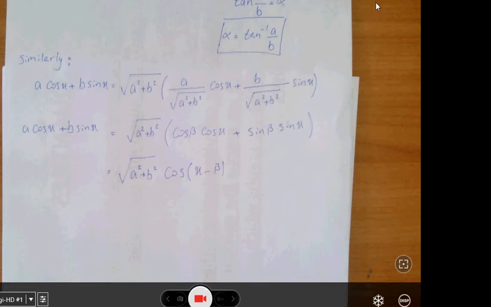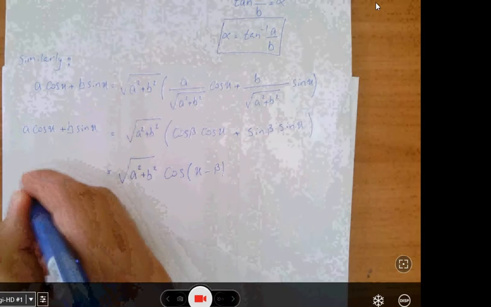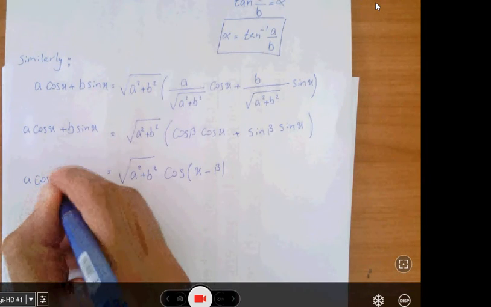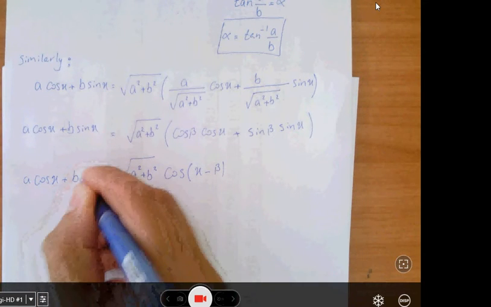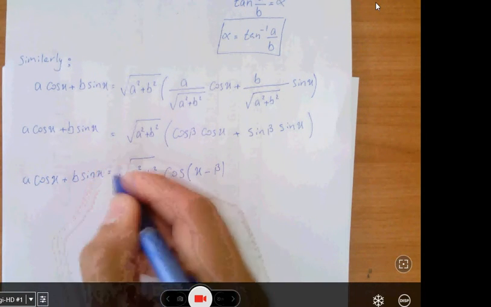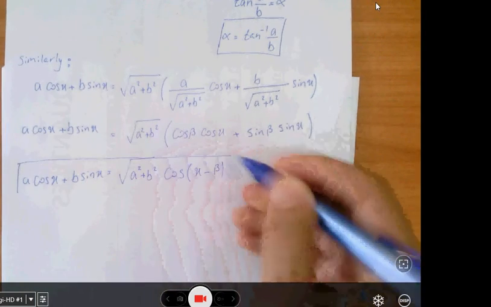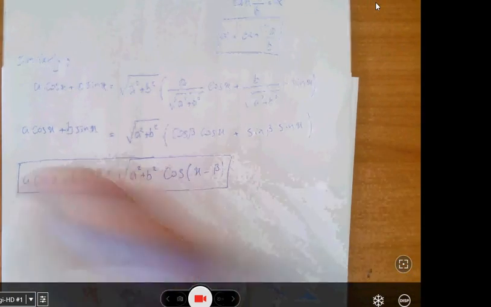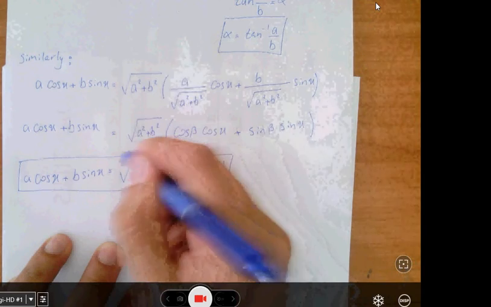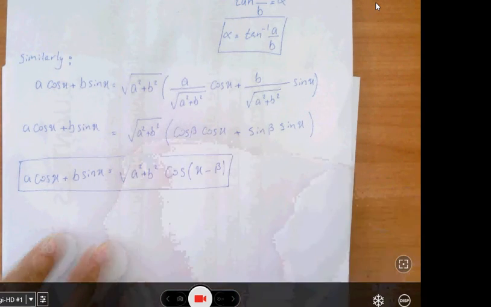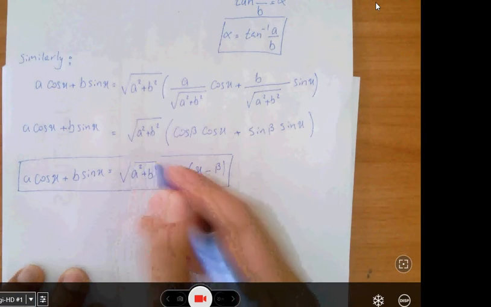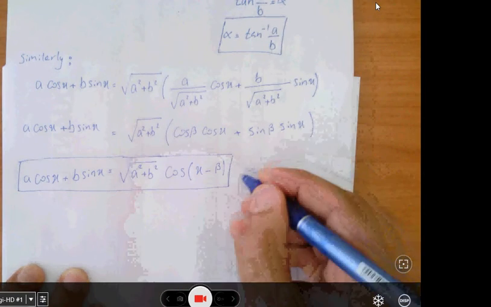Right? So on the other side, I have a cos x plus b sine x. And this little tiny, very useful relationship is what's going to help me pass my Math C test, right? And I'm going to number that number 2.